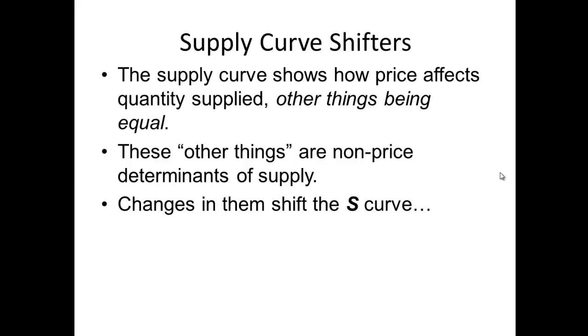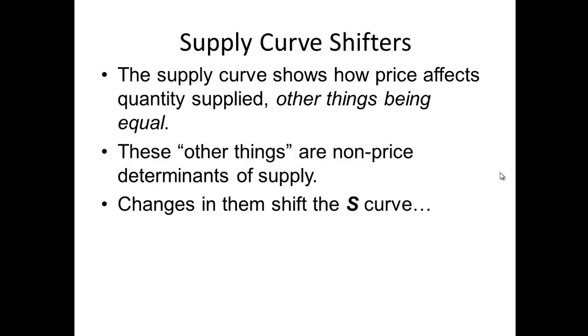When we talk about supply curve shifters, basically what we're talking about are those variables that affect quantity supplied at all levels, other things being equal, where we hold everything else constant. As with the demand curve shifters and demand curve movement, the difference is this.